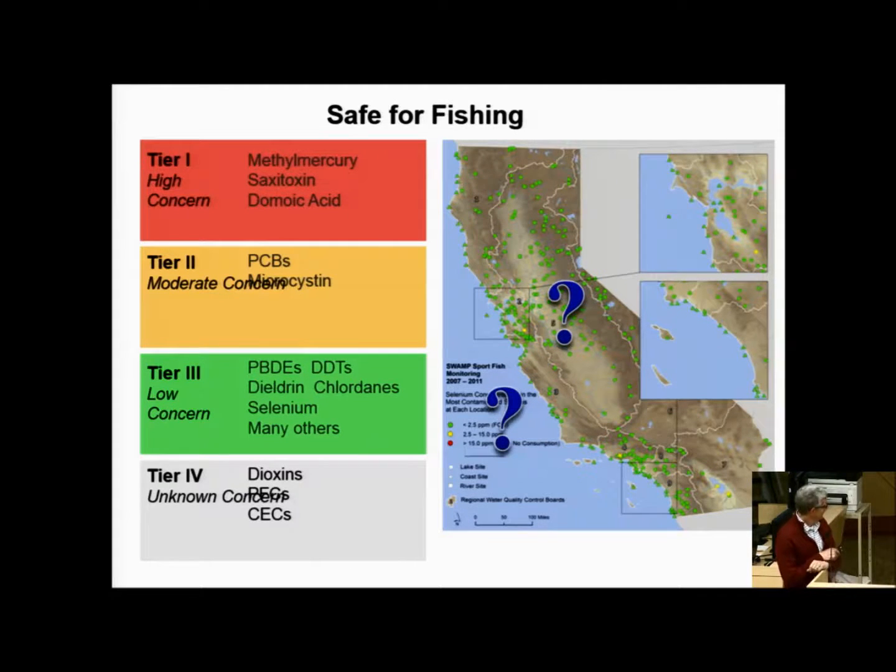And then there are some contaminants where we don't have great information. I mentioned emerging contaminants, CECs. Perfluorinated chemicals are a category of chemical that we've been monitoring recently where we don't really have enough information. Dioxins, we have some information from San Francisco Bay, but not elsewhere.